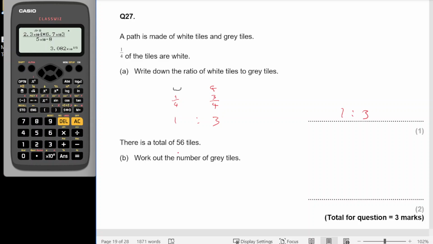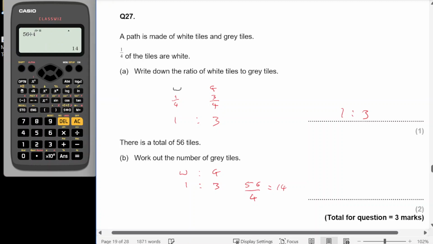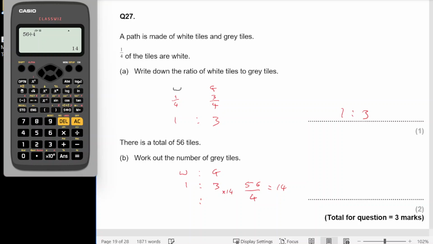And there are a total of 56 tiles. Work out the number of grey tiles. So we've got white to grey in the ratio 1 to 3, and we know that there are a total of 56, but there are 4 parts, so each part is going to be worth 56 divided by 4, which I think is 14. So each part is worth 14, so 3 parts would be worth 3 times by 14, so 42.